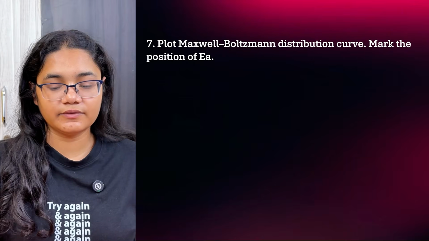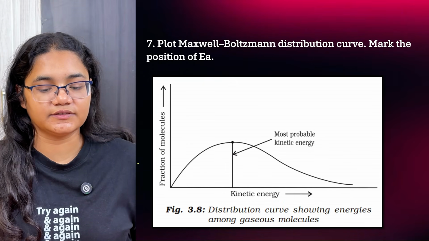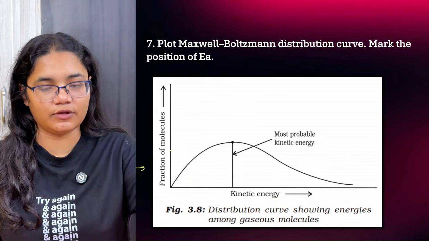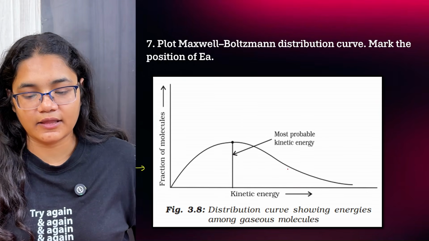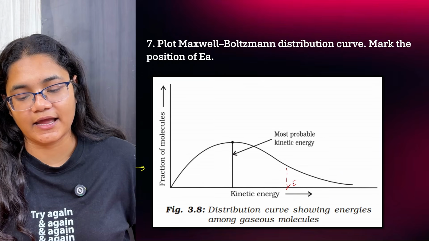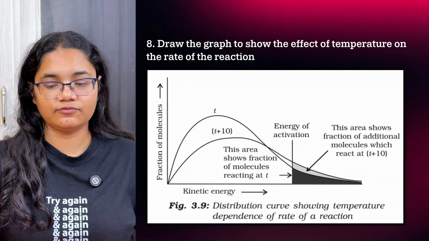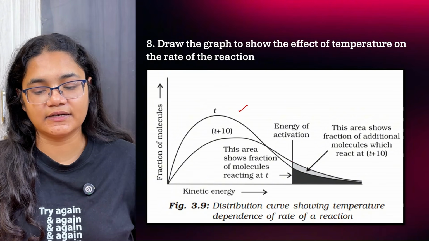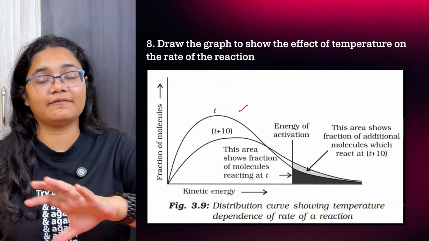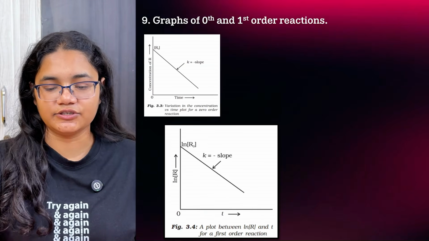Okay. Next we have Maxwell distribution curve. So this is the diagram, fraction of molecules on the y-axis and the kinetic energy on the x-axis. And if you mark somewhere, here is the activation energy. Next is for effect of temperature. You have to draw this graph. You can see as we increase the temperature, the number of particles having energy greater than the activation energy increases.